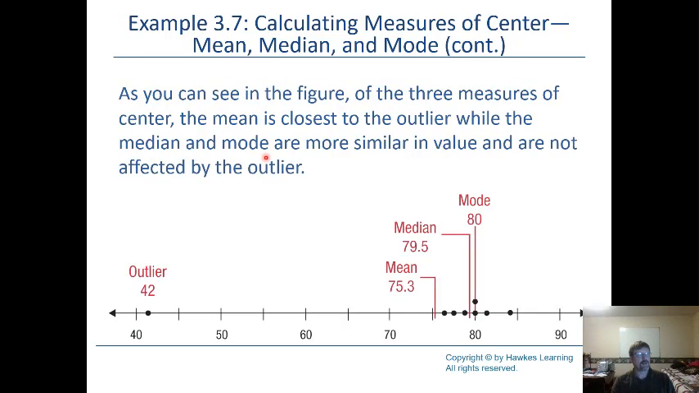All right, the mode. In this case, they put it on a dot plot for us to make it easy to see, and also to see the distribution. We've got 80 as the mode. They went ahead and marked the outlier, the mean, and the median. You can see that the mean is really strongly affected by that outlier, and neither the median nor the mode really are.